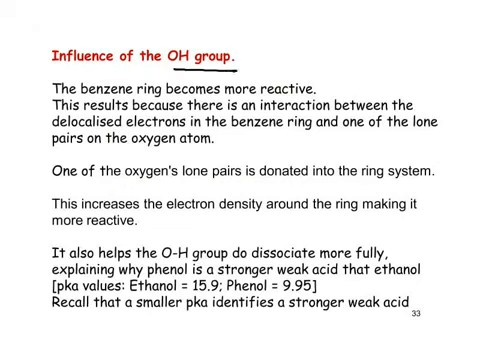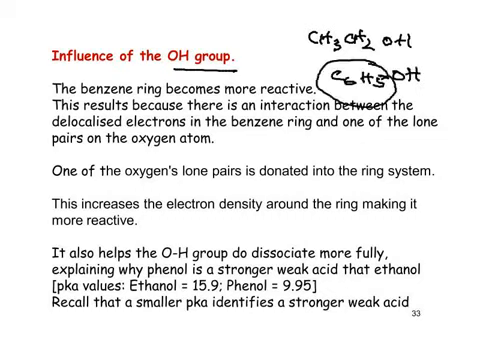The influence of the OH group. You should be able to compare and contrast an aliphatic alcohol like CH3CH2OH, that's ethanol, with phenol, C6H5OH. What difference is made by having an aromatic group attached to the OH versus an aliphatic group? The benzene ring becomes more reactive. The presence of that OH group makes the benzene part of the molecule more reactive, and that is good when it comes to organic synthesis.